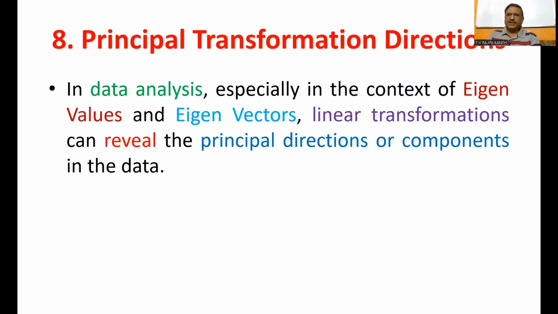Principal transformation directions. In data analysis, especially in the context of eigenvalues and eigenvectors, linear transformations can reveal principal directions or components in the data. So these eigenvalues and eigenvectors, where do we use them? In finding the principal components. That's what was mentioned in the last line: principal directions or components in the data. So there it is very much useful. Finding the eigenvalues and eigenvectors, again it is matrix algebra. So this is one of the applications you can see.